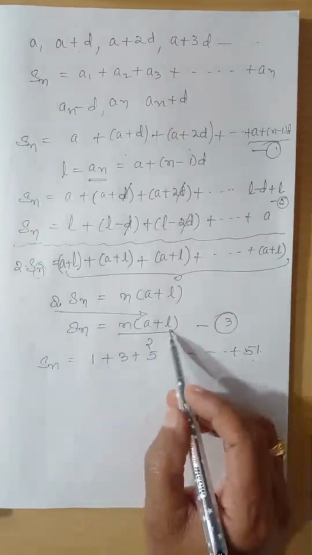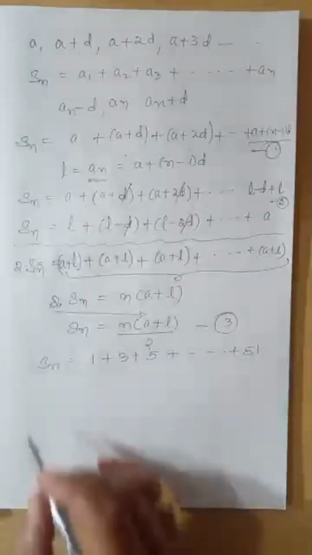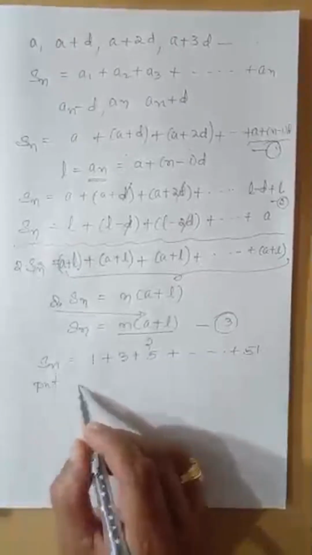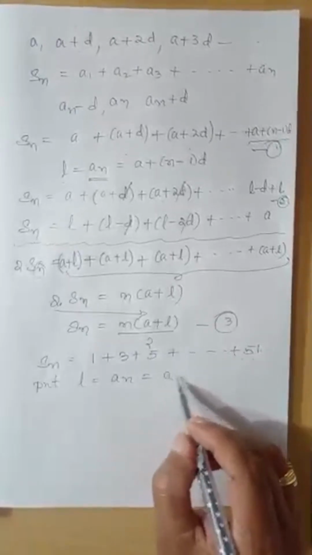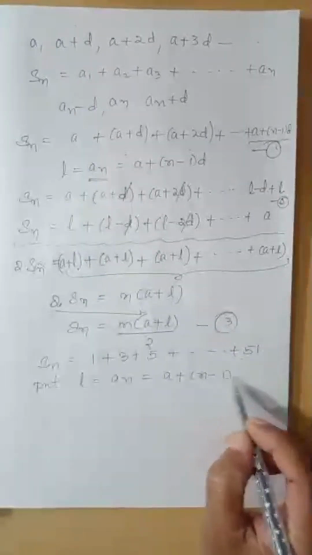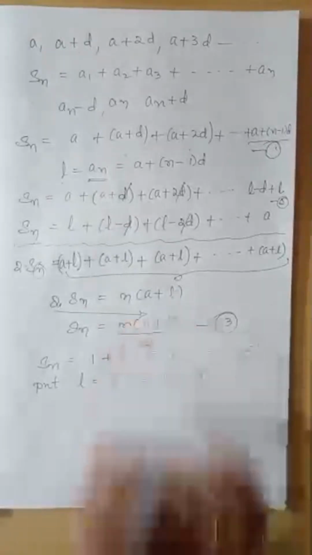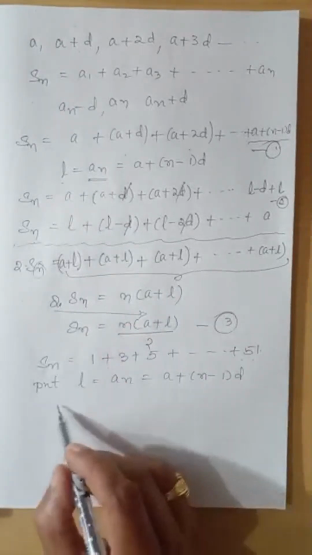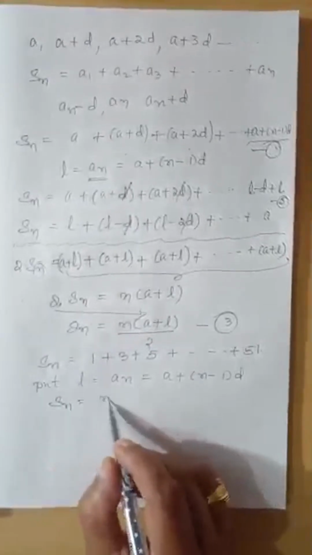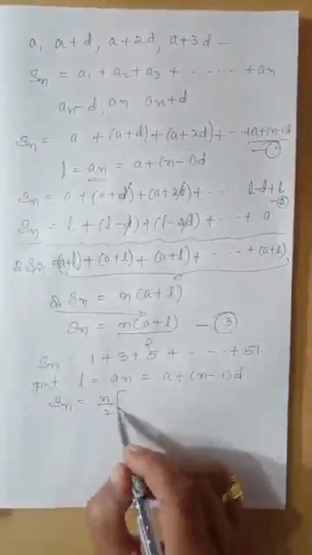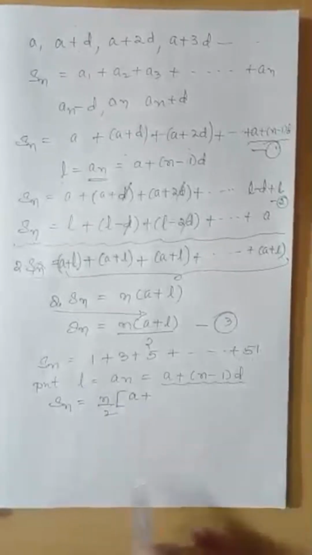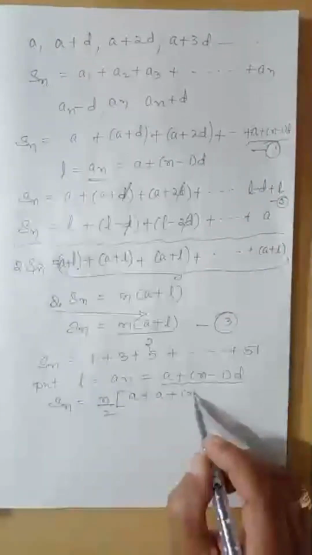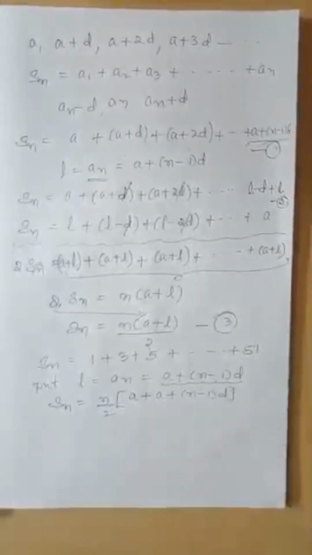Now, in place of l, I want to substitute. l is equal to an, that is a plus n minus 1 into d. So substitute in this equation 3. Then Sn is equal to n, write as it is, by 2. Inside the bracket, a, and l means a plus n minus 1 into d, close the bracket.